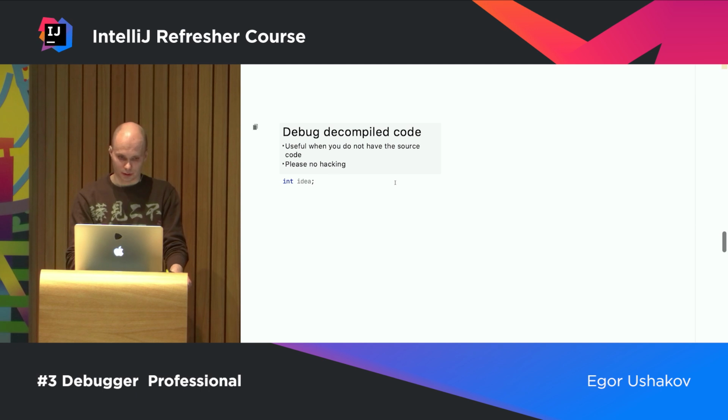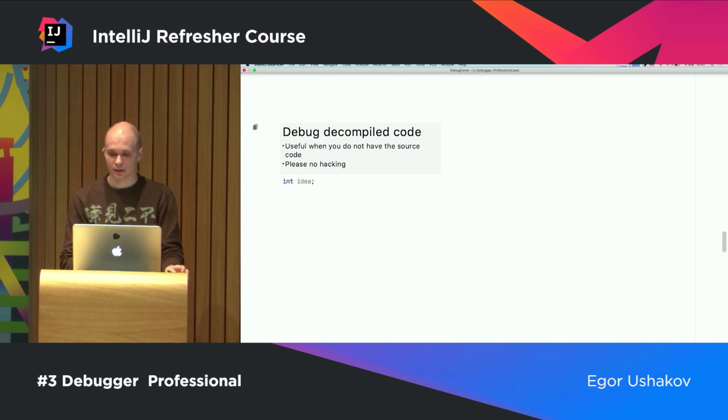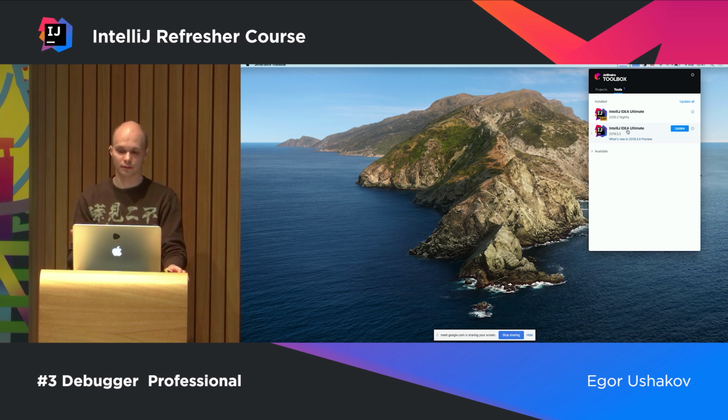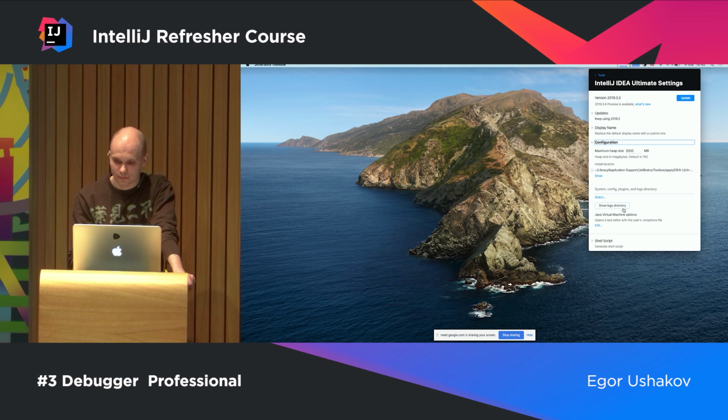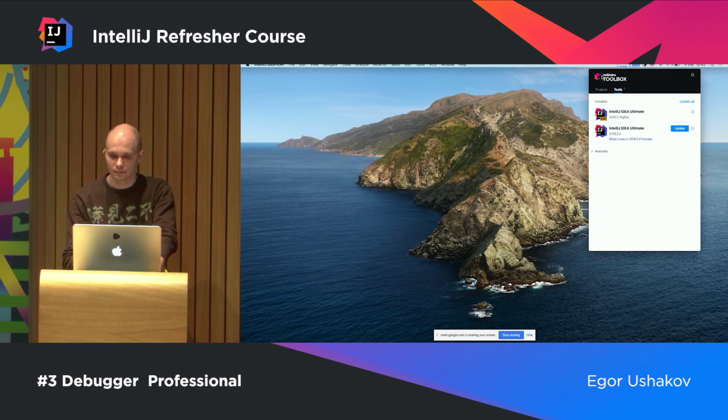Debug decompiled code. What if you want to debug an application and you don't have source code for that application at all? Consider this example. I have a toolbox here, and I have installed the release version of IDEA Ultimate 19.3.3. So I can go to the settings, if you can see that. I can go to the VM options and add the line for the debugger agent. Then I can start this IDEA.